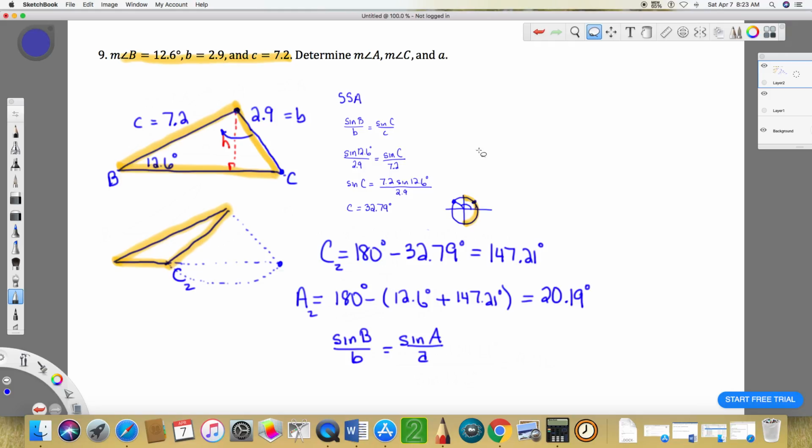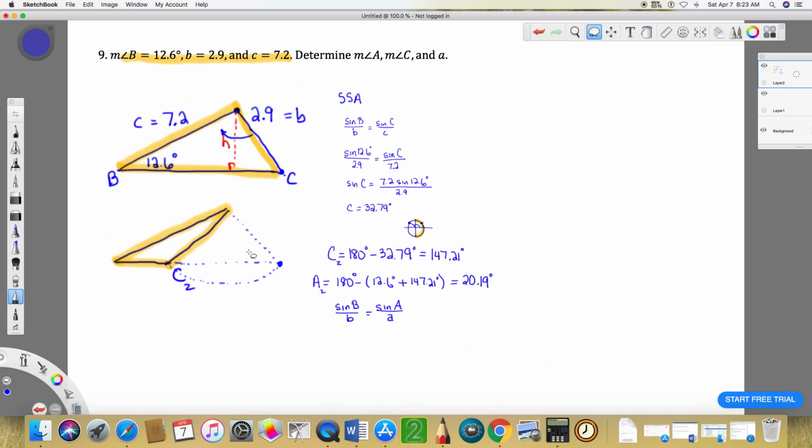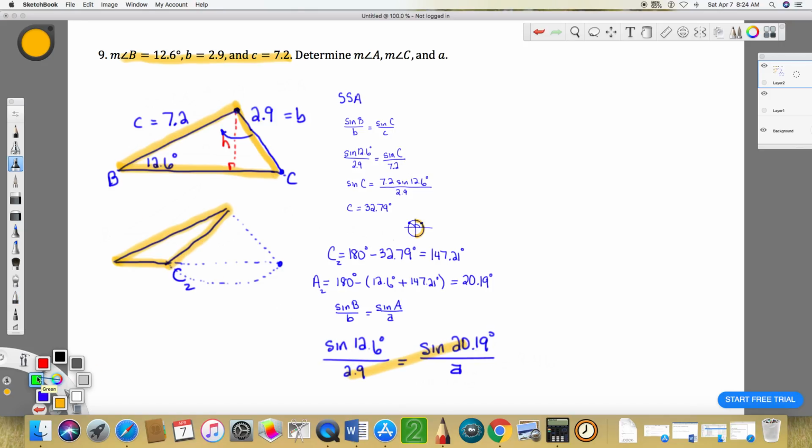All right. We know we have the sine of 12.6 degrees, the length of 2.9 units is equal to this ratio of the sine of 20.19 degrees over the length of A. So if we cross multiply, along the gold diagonal, we have 2.9 times the sine of 20.19 degrees.